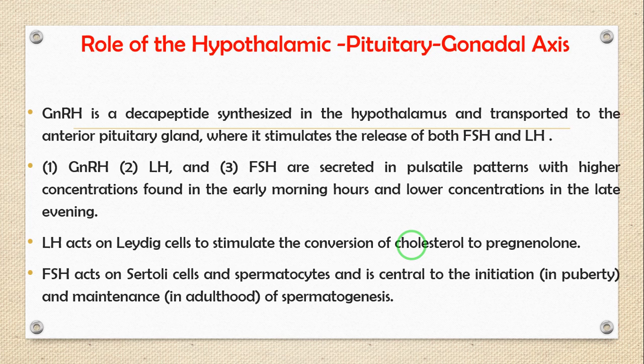The entire hypothalamic pituitary testicular axis must function normally for spermatogenesis. First, we start from the gonadotropin releasing hormone, which is a peptide synthesized in the hypothalamus, and it is a releasing hormone. Then it will pass to the pituitary gland and stimulate the release of two gonadotropins, which are the follicle stimulating hormone and the luteinizing hormone.